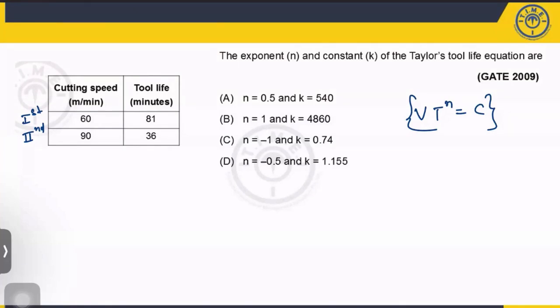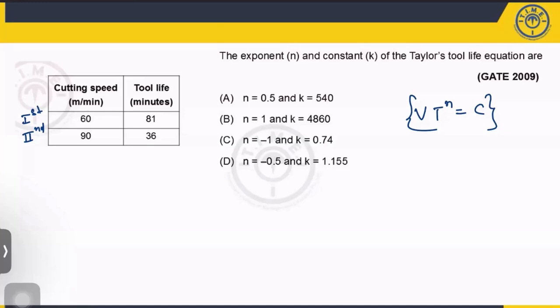Sir, but in that question, I saw the solution. What actually they have done, sir? They found the values of n and C from the first case and second case, and then for the third case, they equated it to the second case, meaning V2 T2 to the power n is equal to V3 into T3 to the power n.